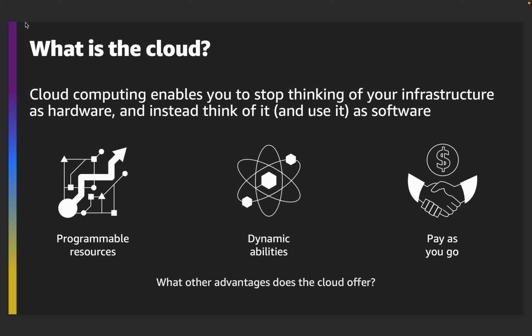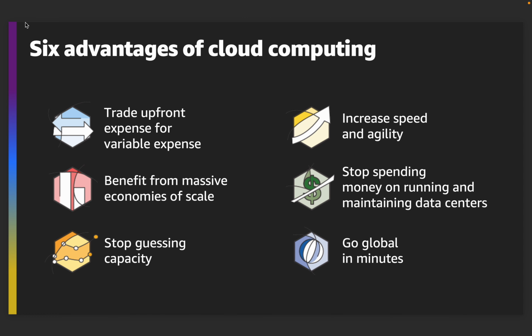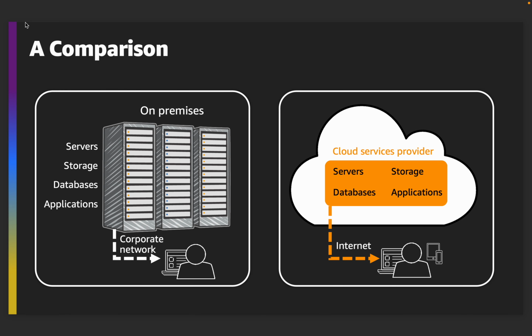What are the other advantages of AWS? These are the six major advantages: trade upfront expenses for variable expenses, benefit from massive economies of scale, stop guessing capacity, like if someday you need more capacity and someday not, so you don't need to think about it much, increase speed and agility, stop spending money on running and maintaining data centers, and go global in minutes.